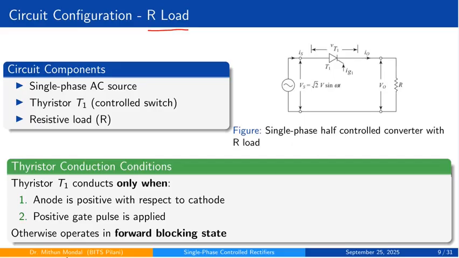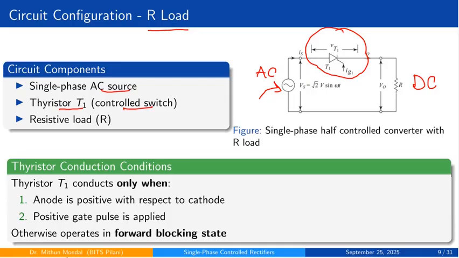The single phase AC source is given to the rectification circuit, so AC will be converted to DC. The input is single phase AC, and the output that we will get at the resistive load is DC. Now, instead of the diode, we are using the thyristor, or silicon controlled rectifier. So it is known as the controlled rectifier, and it is a control switch.